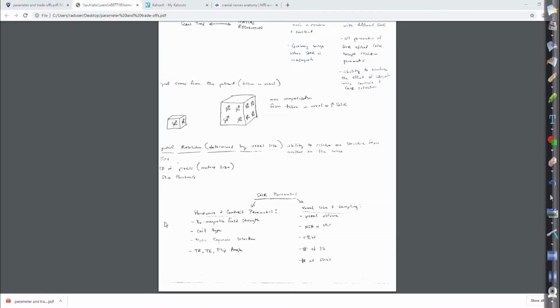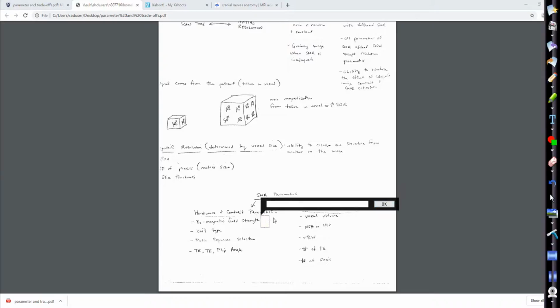So for this first one, we could say 3 Tesla equals increased S&R compared to a 1.5. Coil type, we could say quadrature or phased array equals increased S&R.